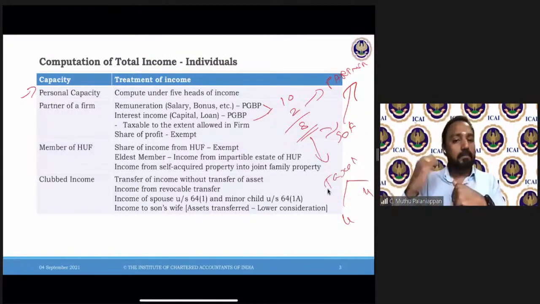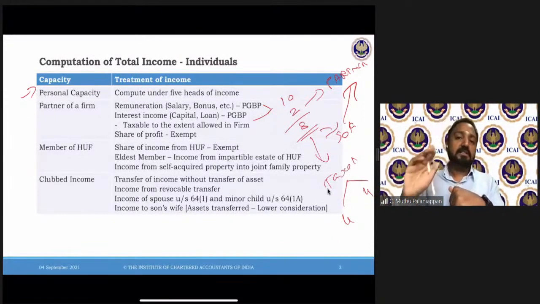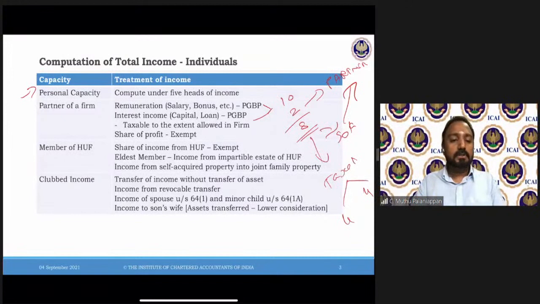And finally, the clubbed income, we have already discussed this in detail in a separate session, where it could be a transfer of income without asset, revocable transfer, spouse income, minor children, son's wife. So these are all the incomes that shall be clubbed. So, clear with respect to this. These are the two things that we are going to discuss.